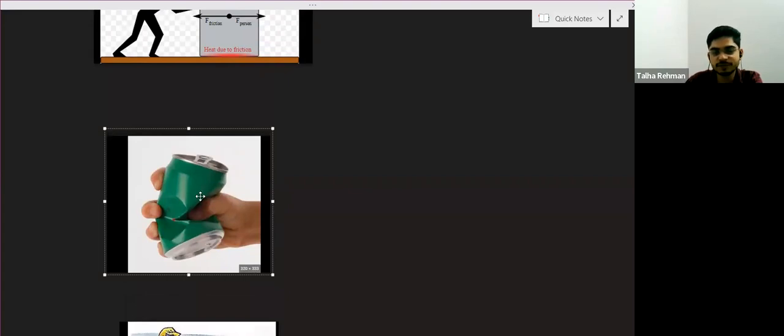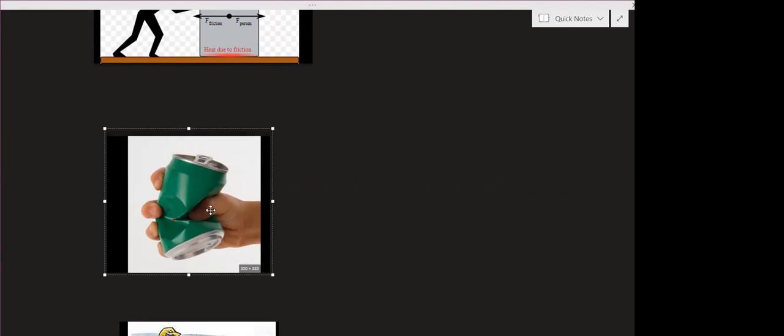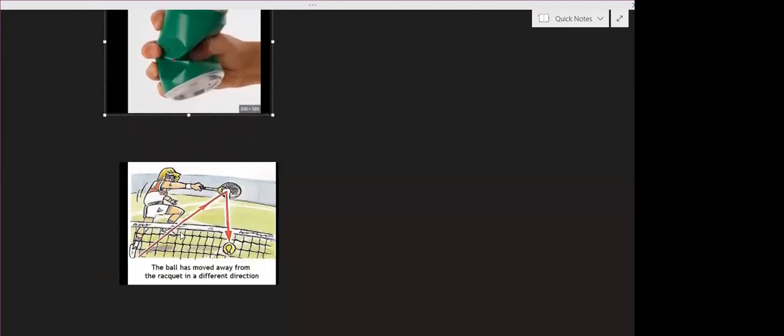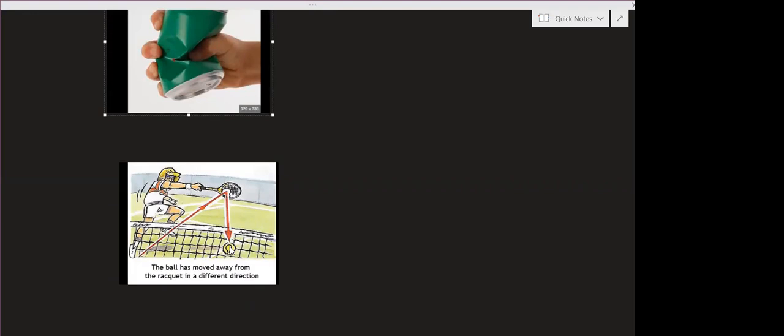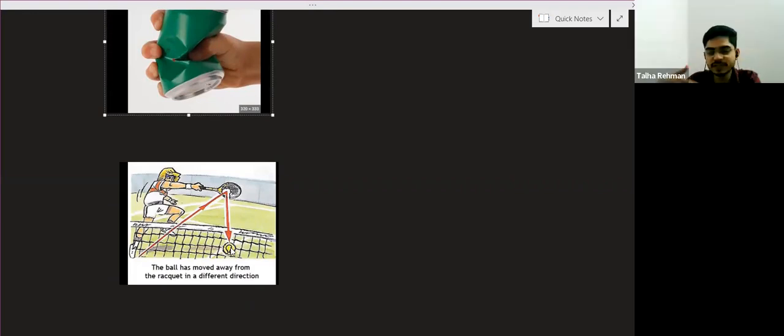The shape of this Coca-Cola can is changing. Here, this wall is coming like this, and suddenly he applied a force with a racket. Then the direction of the ball changes, which means force can change the direction of a body.